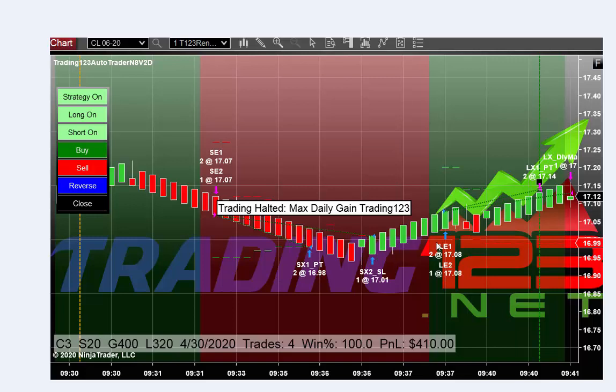And then we get a trend reversal. It gets long here at 1708, reverses up, and our goal is hit. So that's 3 for 3 and another $400 profit.